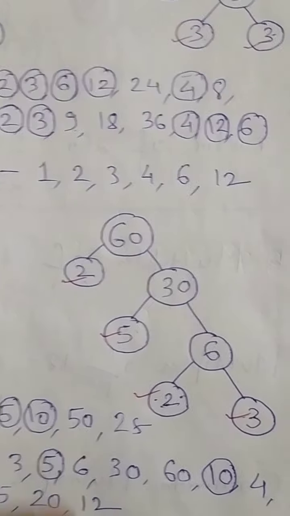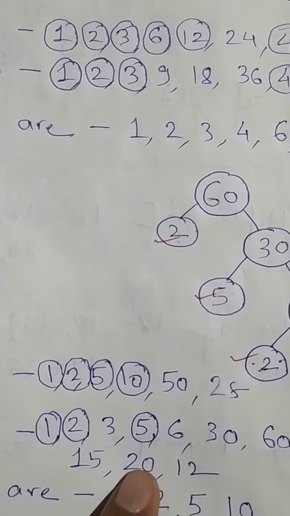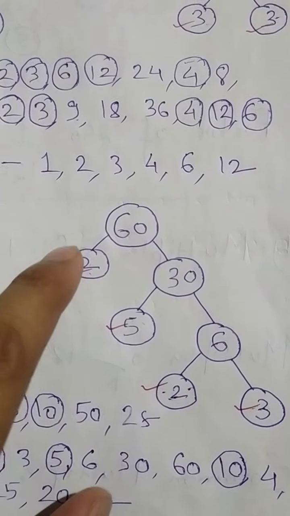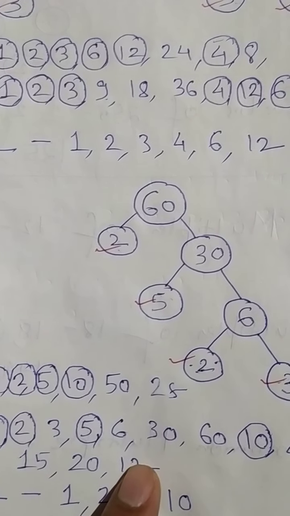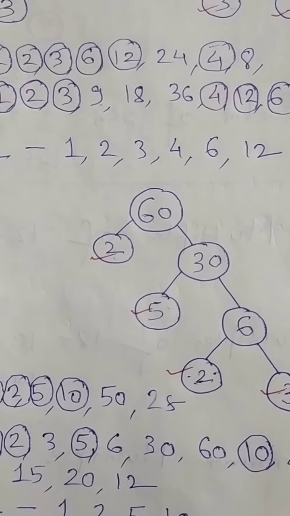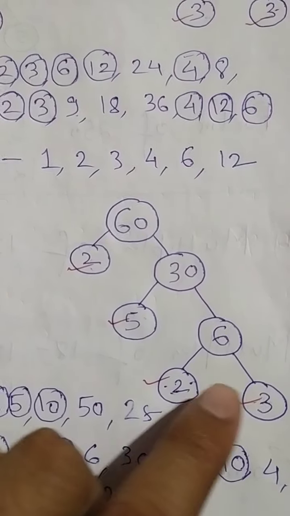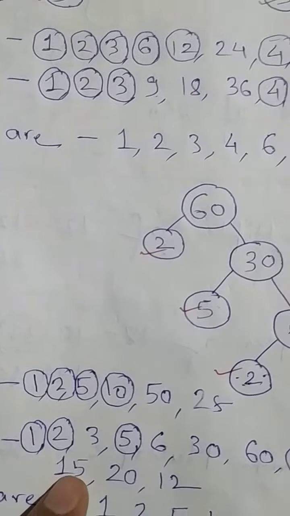Now multiply 3 at a time. 5 times 2 is 10, 10 times 2 is 20. 20 is not here. We have written 20. 3 times 2 is 6, 6 times 2 is 12. 12 is not here. We have written 12. And also, if you multiply 2 numbers at a time, 5 times 3 is 15. Yes, 15 is not there. We have written here 15.